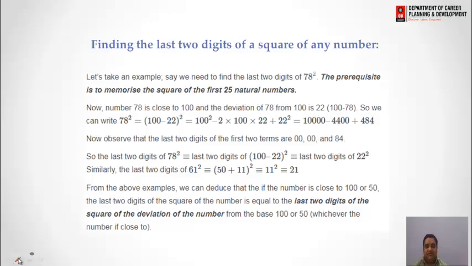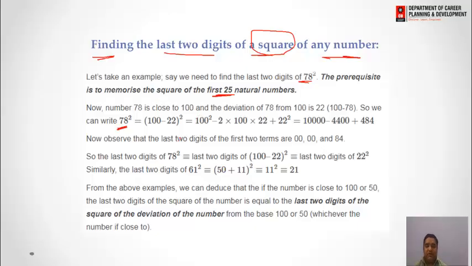After that we have the concept to find the last two digits, and the last two digits divide among various categories. The first category is where we have to find the last two digits of a square of any number, like an example of 78. Whenever we need to find the last two digits of any square value, what we need to do? We just need to understand the squares up to 25. That's a very important thing and the prerequisite of this. The first 25 natural numbers to square we need to memorize.